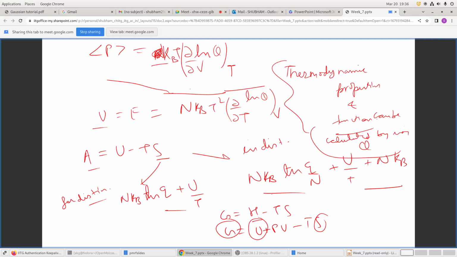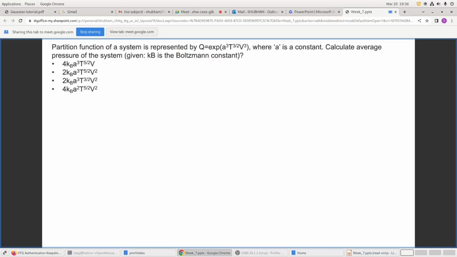So let's start the question part now. This is the first question, from the assignment. Q is given. Calculate the average pressure of the system.